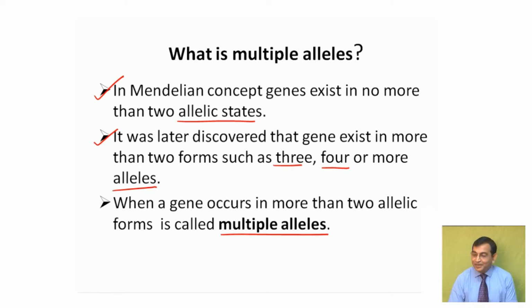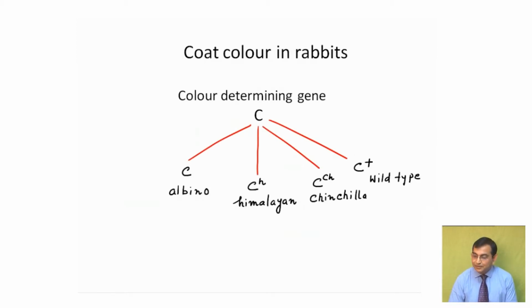One of the important examples of multiple alleles is coat color in rabbits. Here, the color determining gene is represented by capital C. It has 4 alleles: albino, represented by c, then Himalayan, represented by c and superscript h, chinchilla, represented by c and superscript ch, while wild type is represented by C plus.